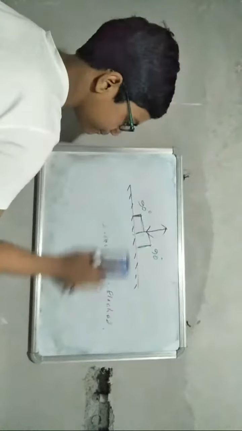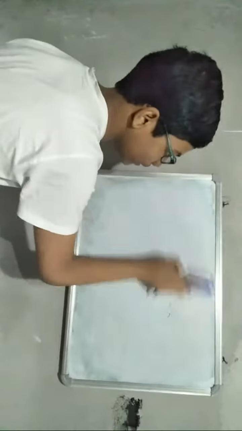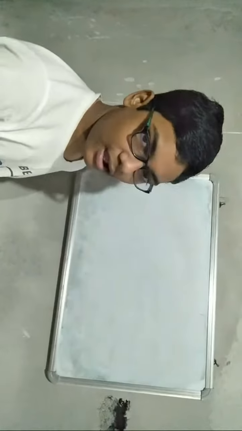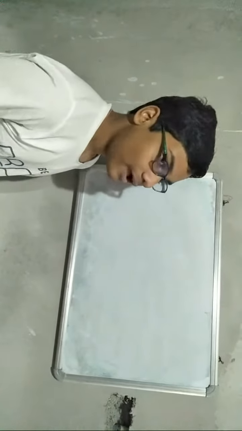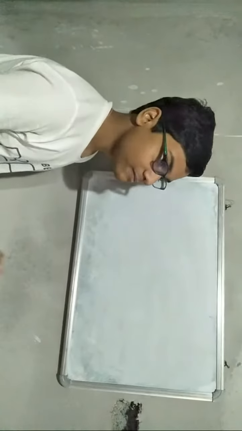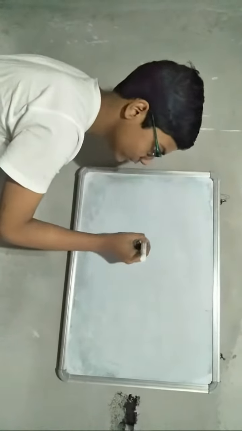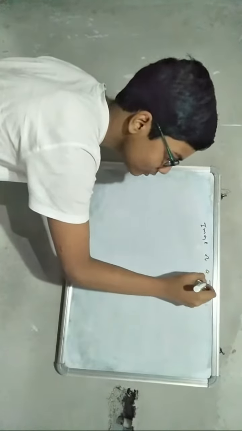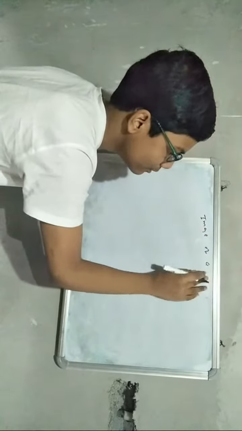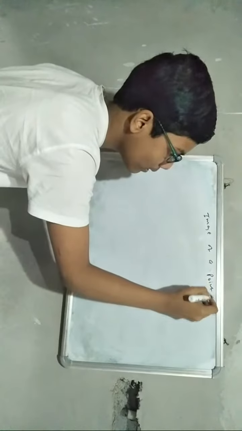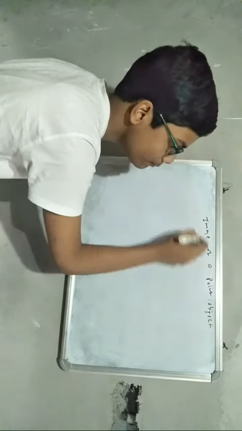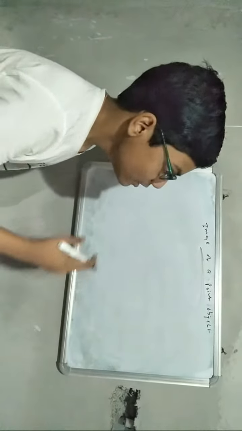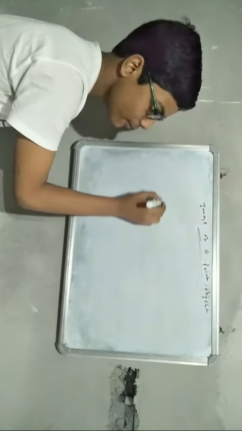Now, here is given how to make the image of a point object. This is the last topic of this lesson. So, image of a point object.